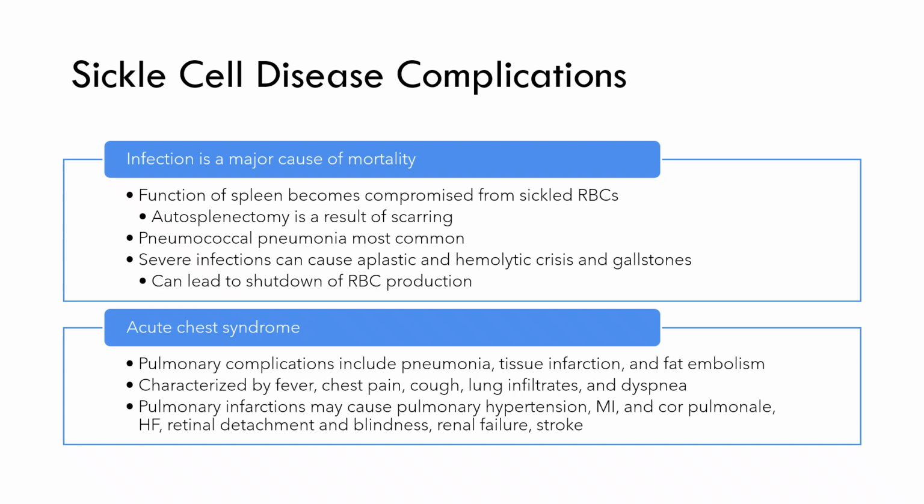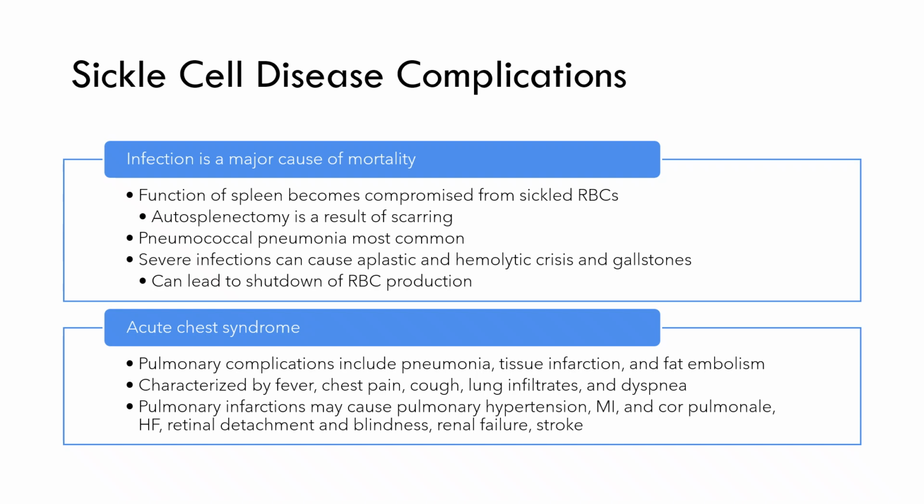One reason for this is the spleen does not phagocytize foreign substances, so it doesn't break them down, doesn't eat them and get rid of them in the body. It becomes infarcted and dysfunctional from the sickled RBCs. The spleen becomes small from the repeated scarring. Pneumonia is the most common infection. Infections can be so severe that they cause an aplastic and hemolytic crisis, and gallstones. Aplastic crisis can be so severe that it causes a temporary shutdown of RBC production in the bone marrow.